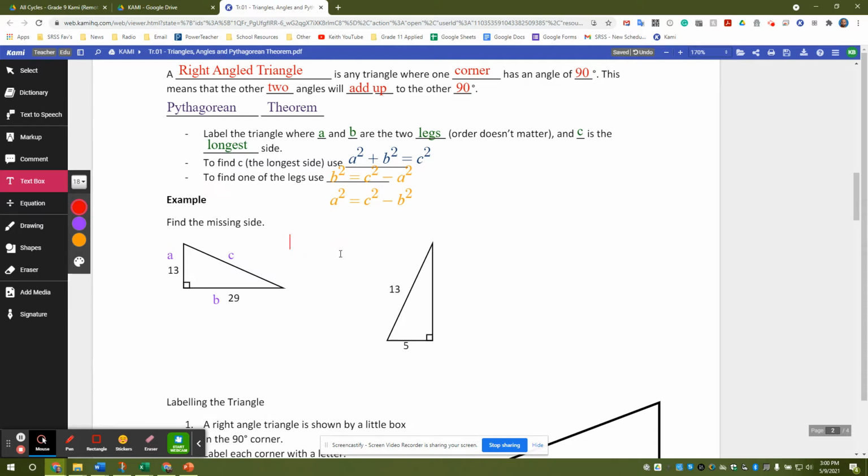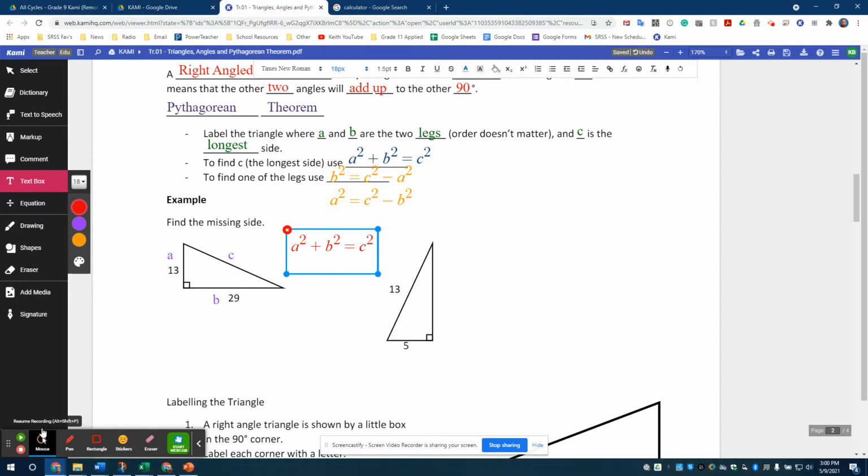And I might actually be able to do it on the side to make sure that we have enough room here. So we're going to do our formula bar here. A squared plus B squared is equal to C squared. So we have our equation there. Now we're going to put our values in. So we insert our values into the equation. Now A is 13, so it's going to be 13 squared plus 29 squared, which is B, and that's still going to equal C squared. Okay, so we're still just looking for C squared.